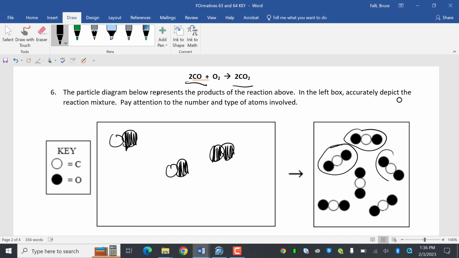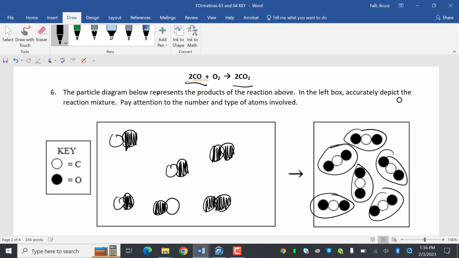Okay, so I'm going to do it again. Two of these will give me two COs, and it's going to give me one O2. O2 is the double black rings. Then I have two of them left, two more. So it's going to give me two COs.